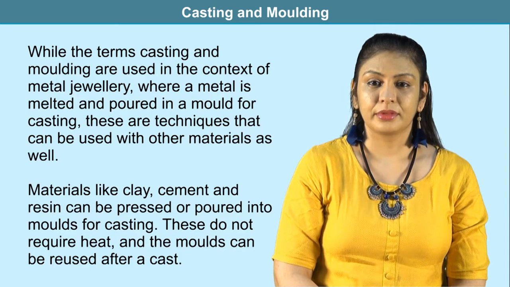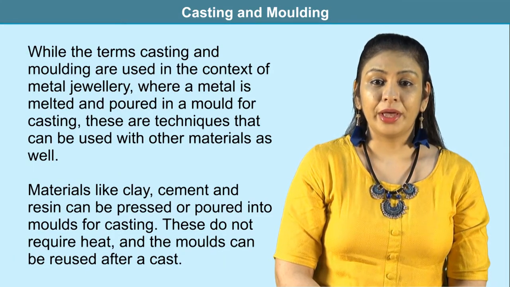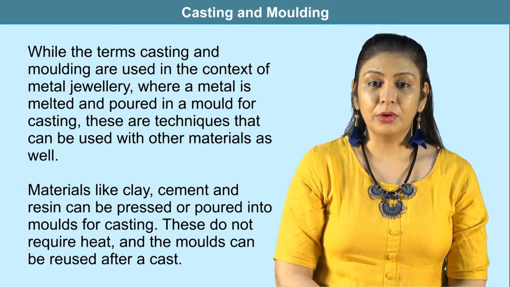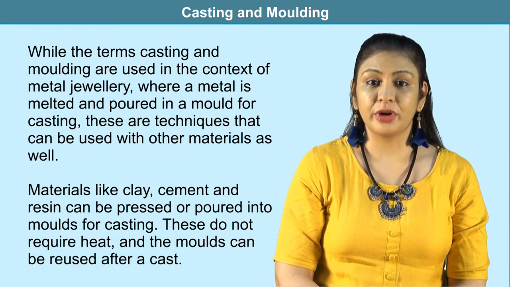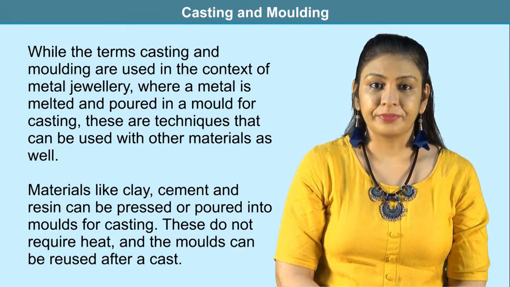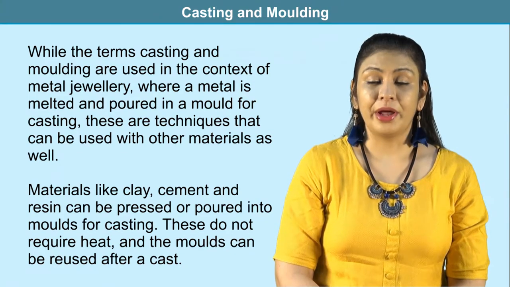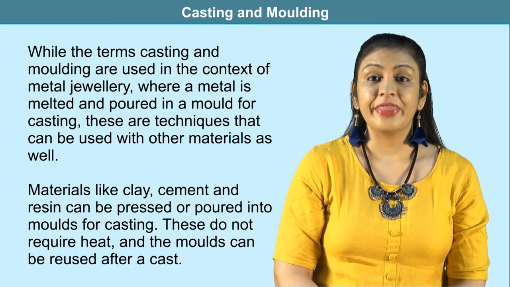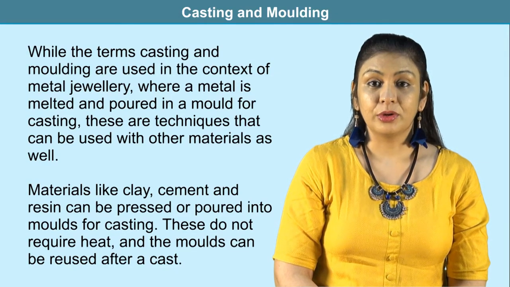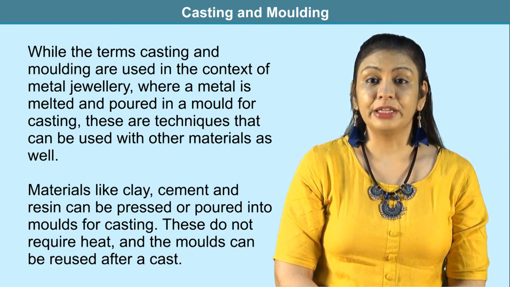Casting and molding. While the terms casting and molding are used in the context of metal jewelry, where the metal is melted and poured in a mold for casting, as in the lost wax process, these techniques can be used with other materials as well. Materials like clay, cement, and resin can also be pressed or poured into molds for casting. These do not require the amount of heat that is required for metal casting, and the molds can be reused after a cast. New age silicone molds are commonly used for casting with epoxy clay and resin.